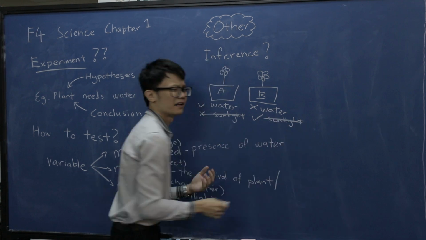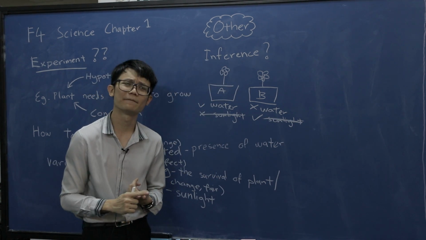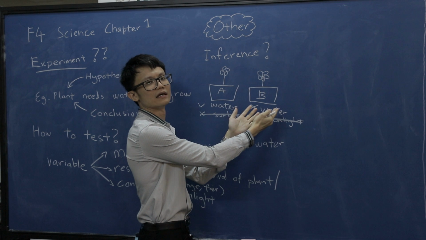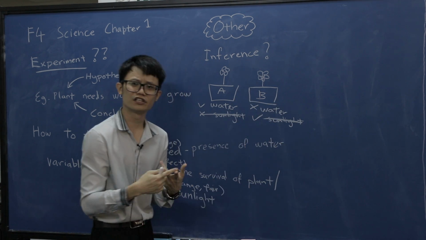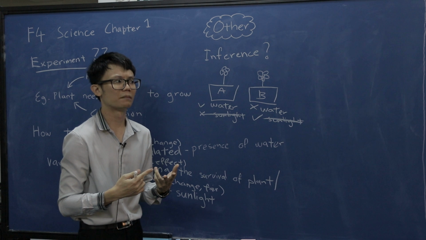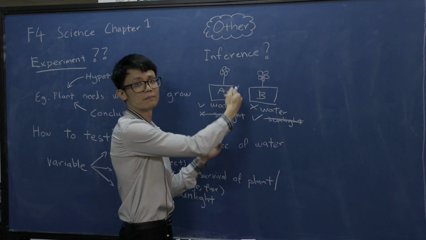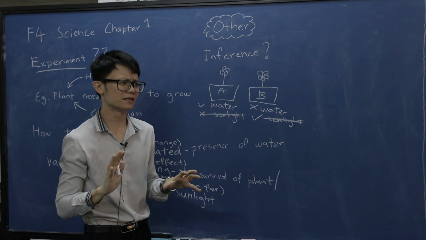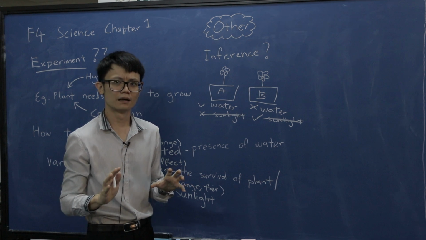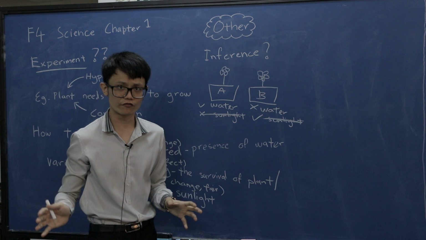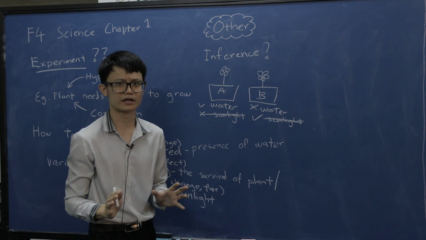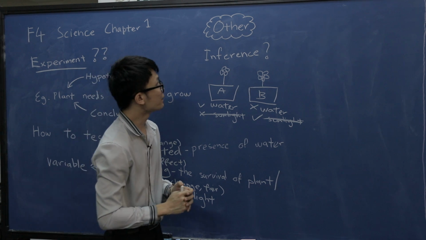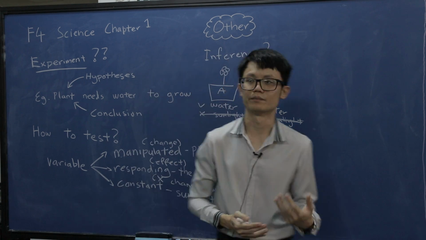We cannot change the sunlight. There are a few answers. Maybe we cannot change the type of plant. We cannot use plant A as a cactus and plant B as a rose or whatever. Maybe we cannot change the soil. Maybe we cannot change the size of the plant. You cannot take plant A big and plant B small. So basically this is the basic concept of variables. There will be a few answers, but usually in SPM you just need to write one or two answers.